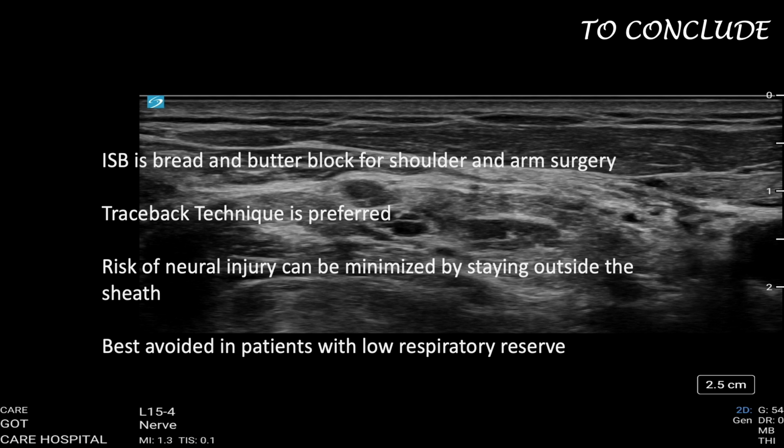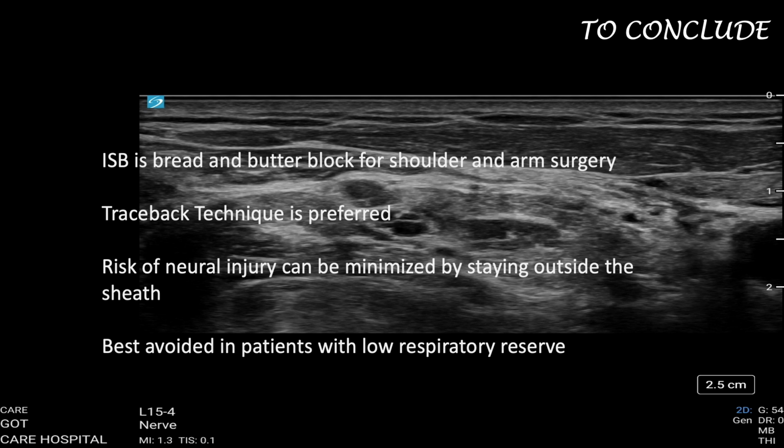So to conclude, the interscalene brachial plexus block is definitely a bread and butter block for shoulder and arm surgery. The traceback technique is preferred to identify the various nerve roots. The risk of neural injury can be minimized by staying outside the sheath, and it is best avoided in patients with low respiratory reserve because of the chances of blockade of the phrenic nerve.